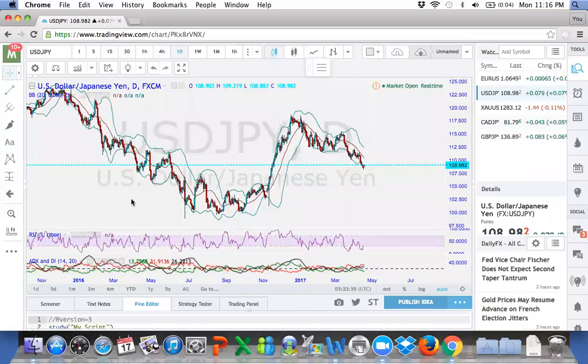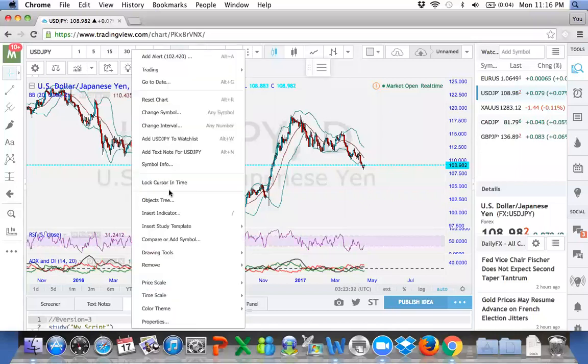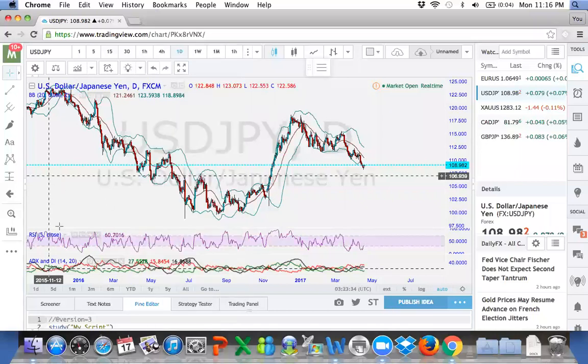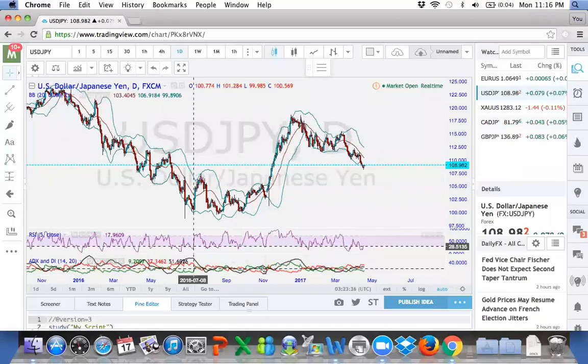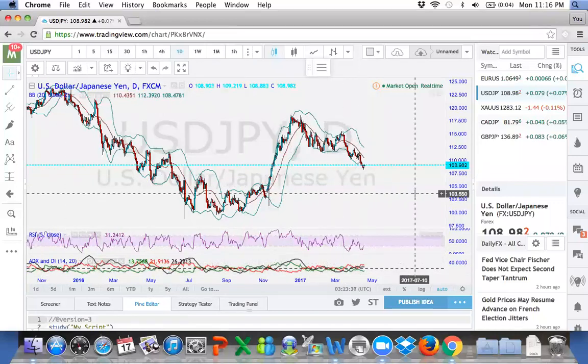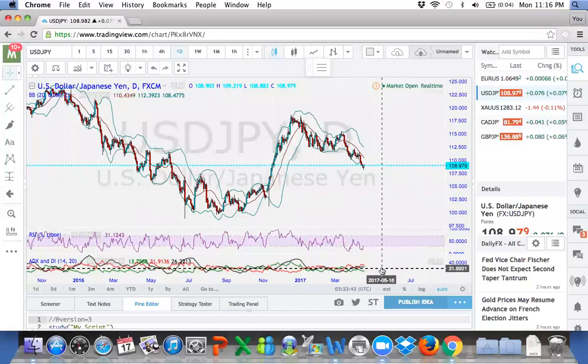To add the indicator, right click on the screen, click insert indicator, and just type in ADX. It's going to be the ADX and DI. Basically what this does is show you bullish and bearish momentum. As you can see down here, you have this line that's the 20. If the red line is above the 20, that's bearish momentum. If the green line is over the 20, that's bullish momentum.